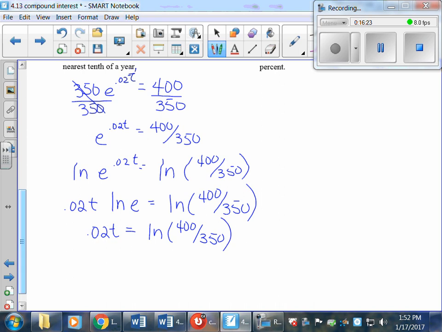And simply now divide both sides by 0.02. You put this whole thing into your calculator, and t turns out to be 6.676, and we are told to round it to the nearest tenth of a year, so t is equal to 6.7 years.